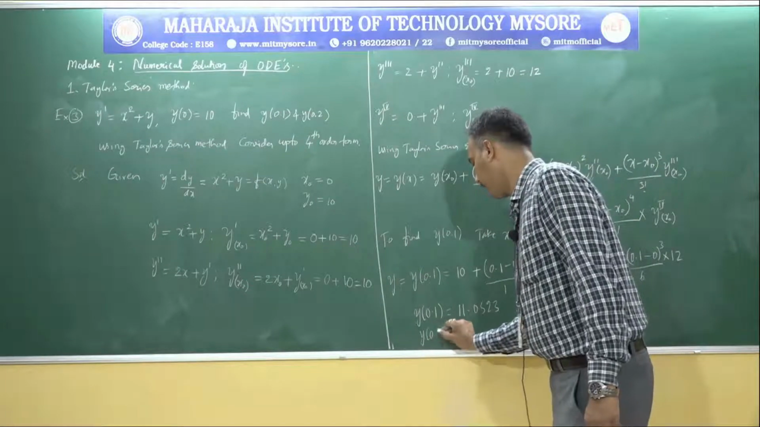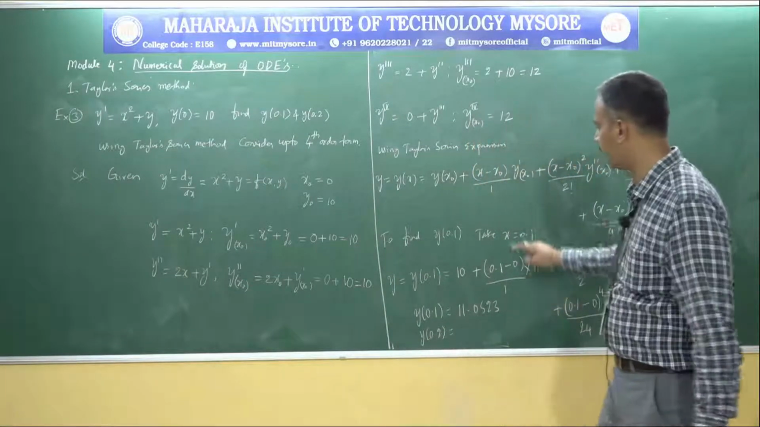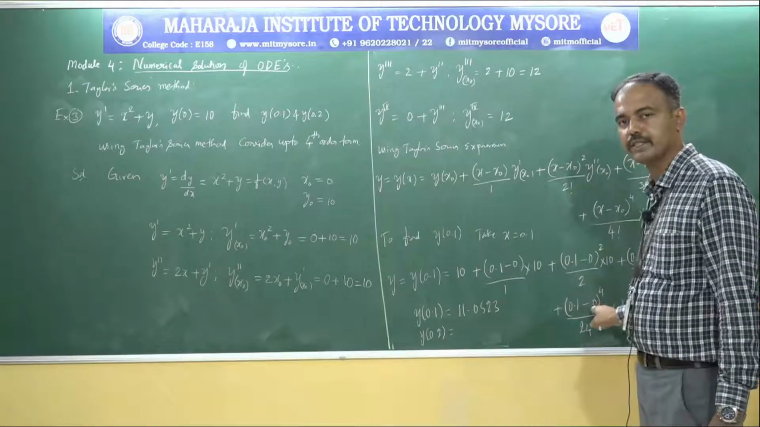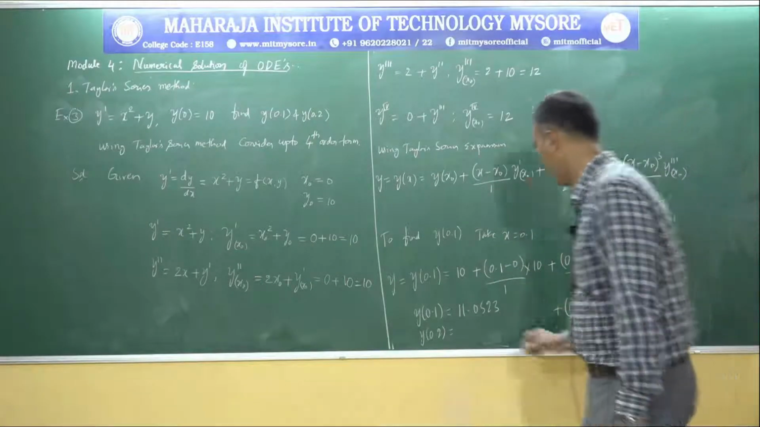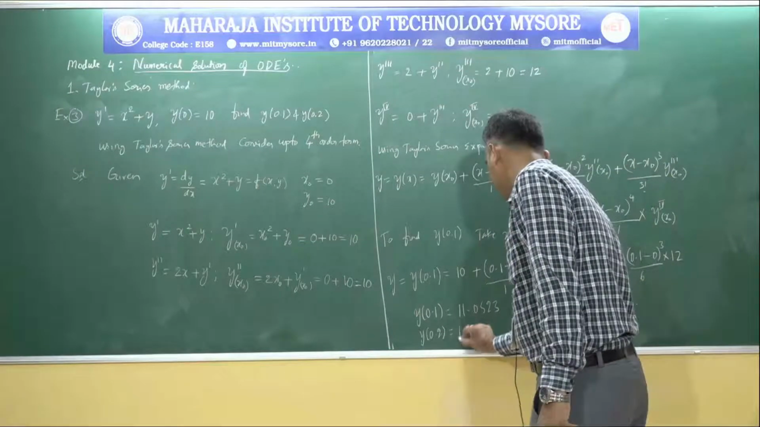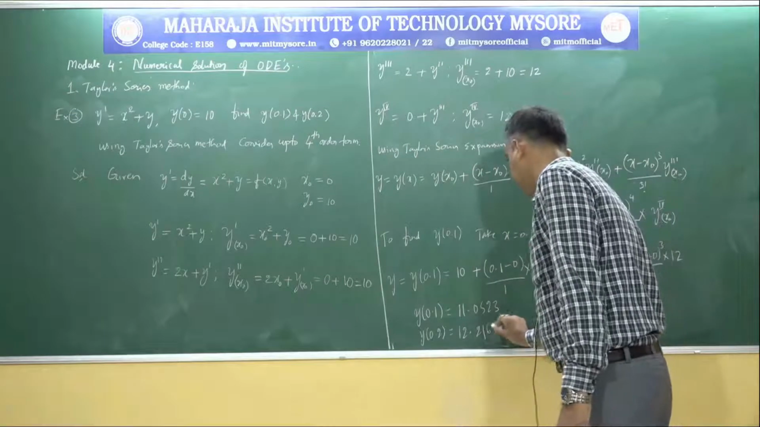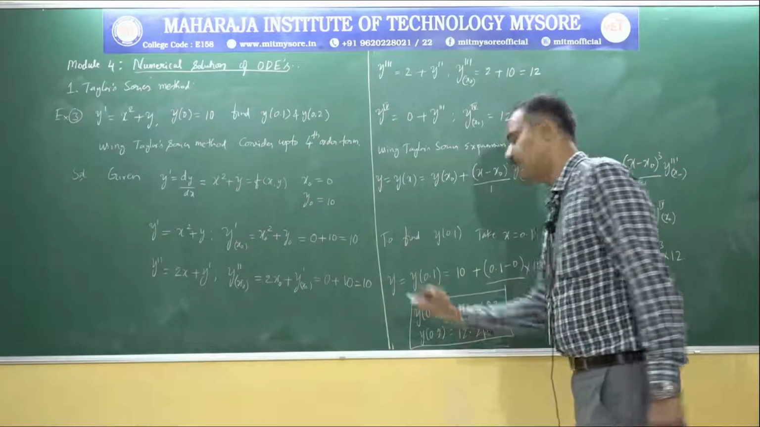Likewise, for the other value, y of 0.2, in place of x replace 0.2, with the rest of the expansion remaining the same. Using a calculator you can find the answer, which is 12.2168. Okay, is it clear?